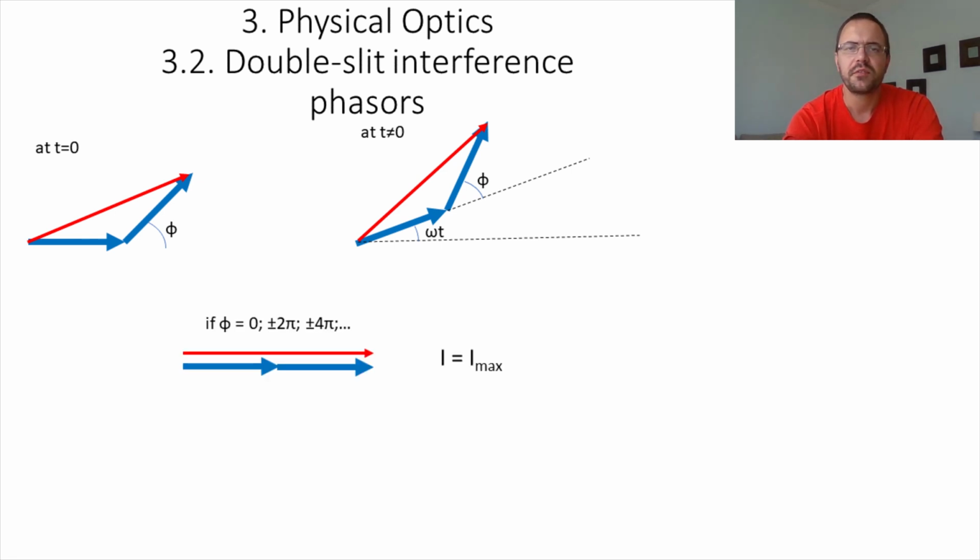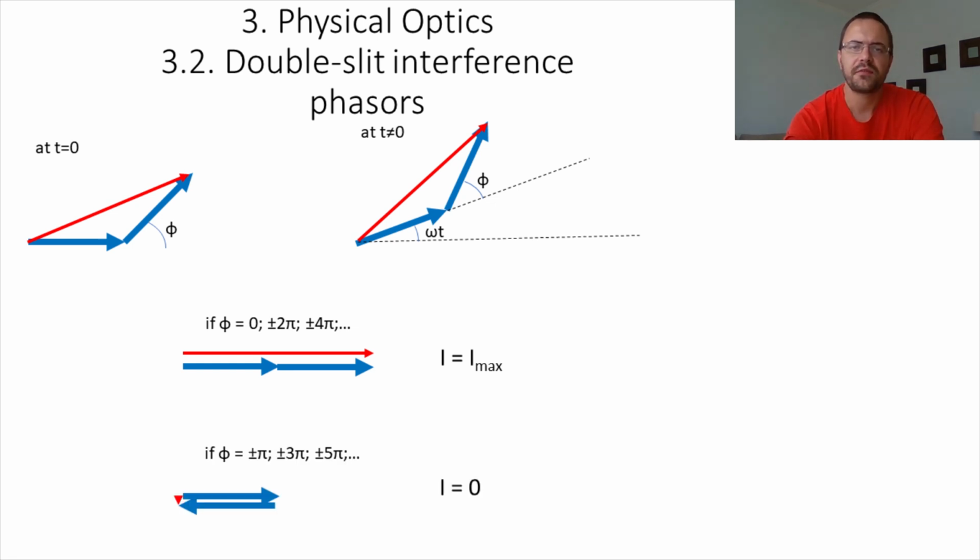You see that if the phase difference between the two phasors, phi, is equal to 0 or 2 pi, plus or minus 2 pi, plus or minus 4 pi, and so on, the two phasors are going to be aligned. And the red arrow will have the maximum length possible. And this corresponds to the maximum amplitude. And since the intensity is the square of the amplitude, it corresponds to the maximum intensity.